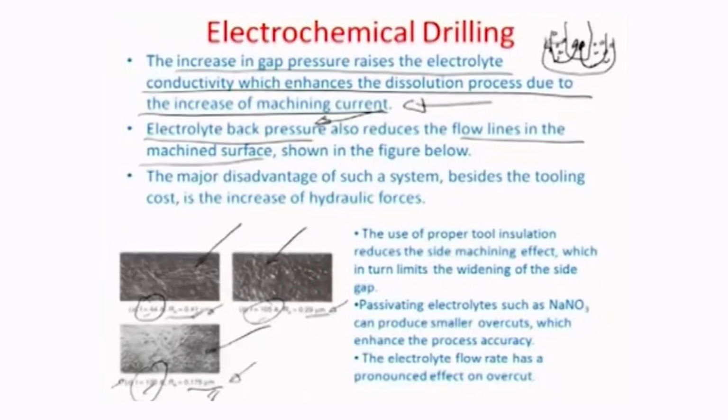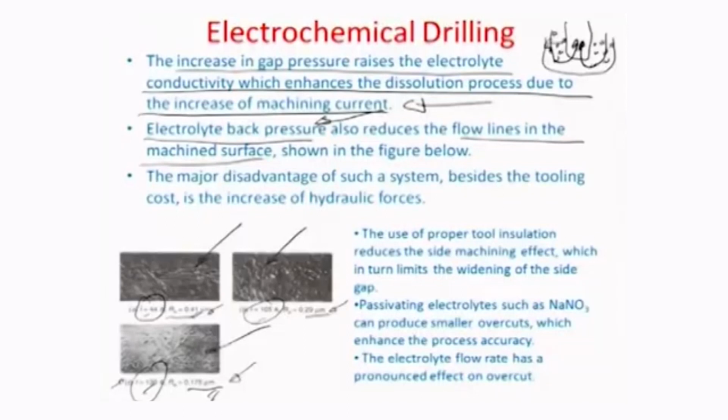Of course, you need to properly insulate the sides of the drill. The electrochemical machining has the same parameters as any other ECM process. If side insulation is not happening, then there is a huge amount of current density created because of additional electrochemical transport between the side and the tool face itself. Therefore, we can say that use of proper tool insulation would reduce the side machining effect, and this in turn would limit the widening of the side gap. So, you can have more accurate processes if insulation is proper.